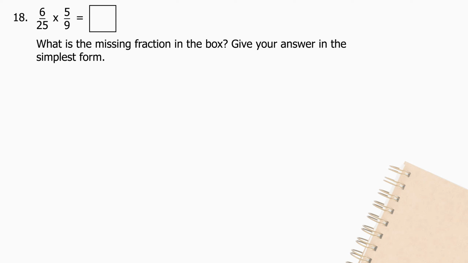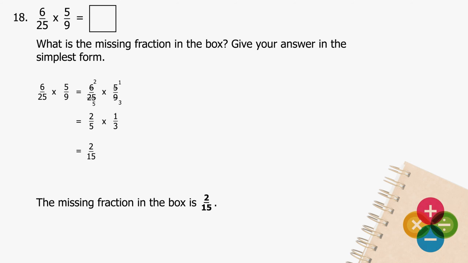Question 18. Multiply 6/25 by 5/9, and the product is missing number. What is the missing fraction in the box? Give your answer in the simplest form. Multiply 6 over 25 by 5/9 will be equal to multiply 2/5 by 1/3, and the product is 2 over 15. The missing fraction in the box is 2 over 15.